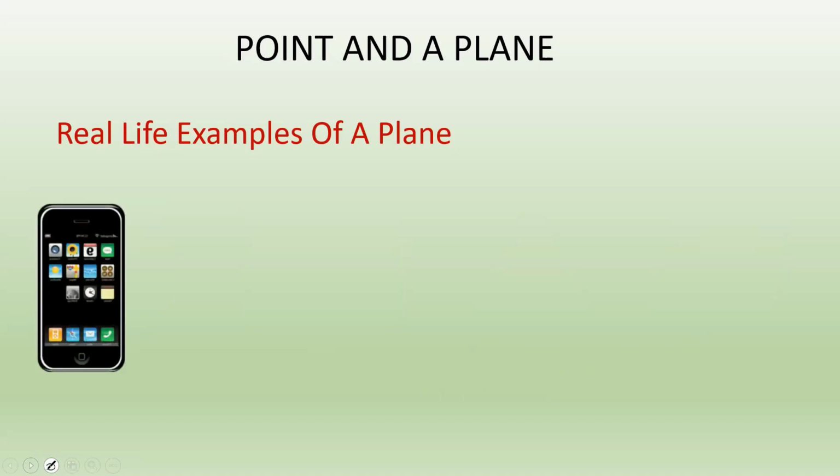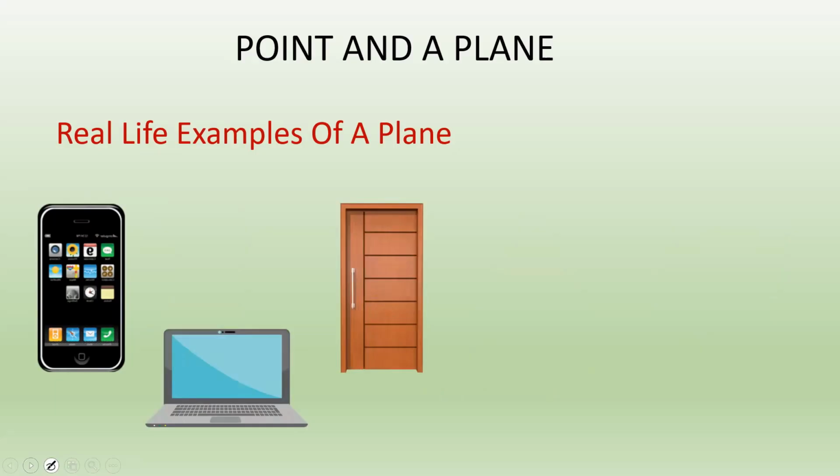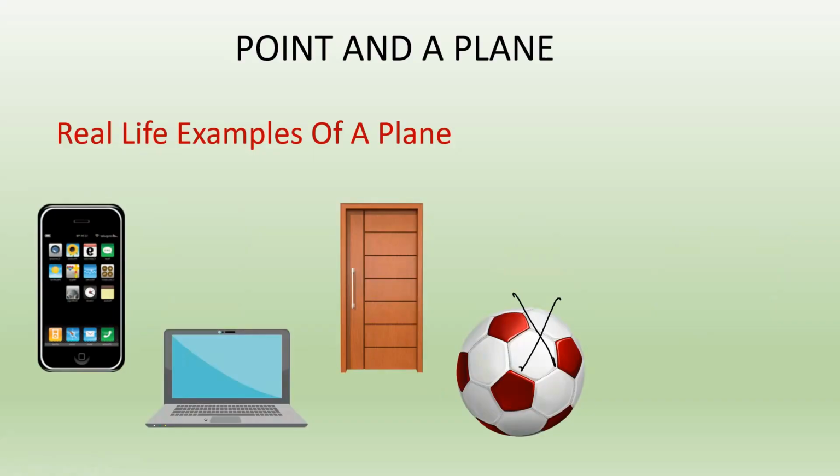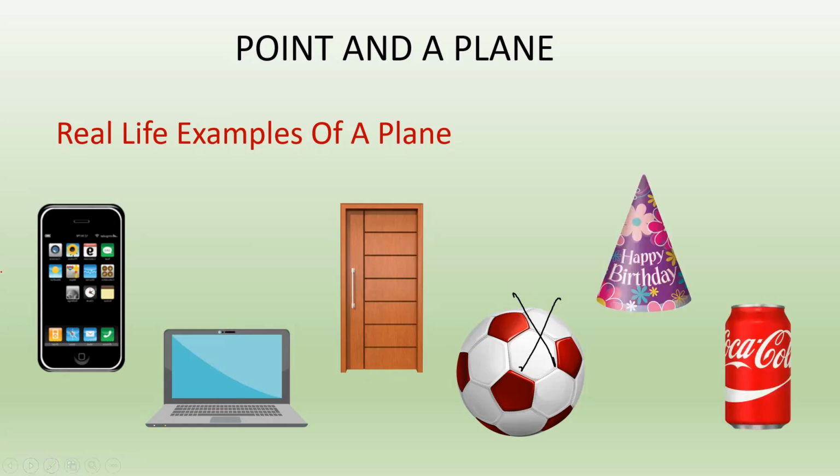So when we see a mobile phone, it has a flat surface, flat screen, hence it is an example of a portion of a plane. The screen of a laptop or a door, they are all flat surfaces, hence they are examples of a plane. When we move on to a football, this is a 3D figure, a three-dimensional figure. It is not a flat surface, hence it is not an example of a plane. Next, a birthday cap or a tin can. They do not have flat surfaces, hence they are not an example of a plane.